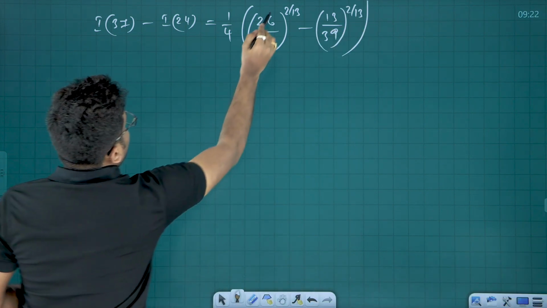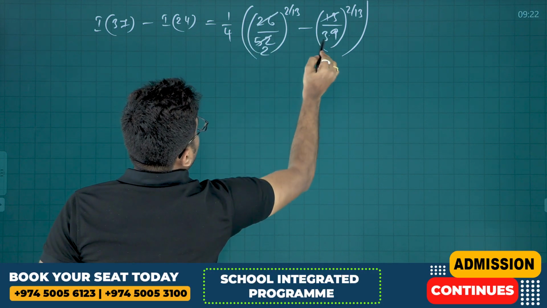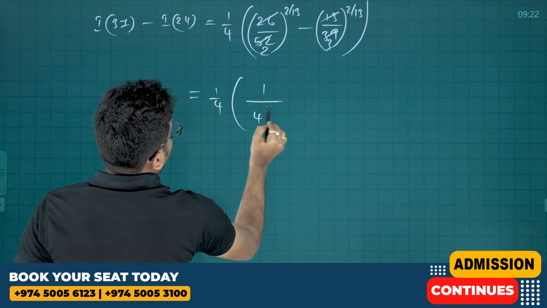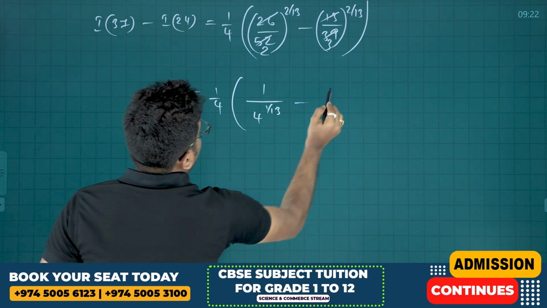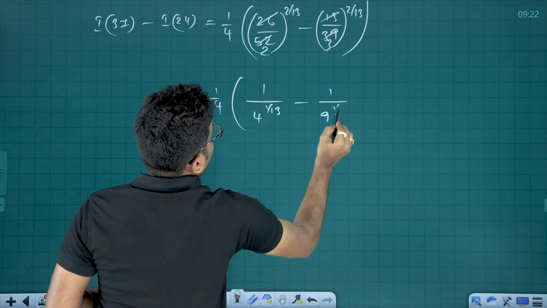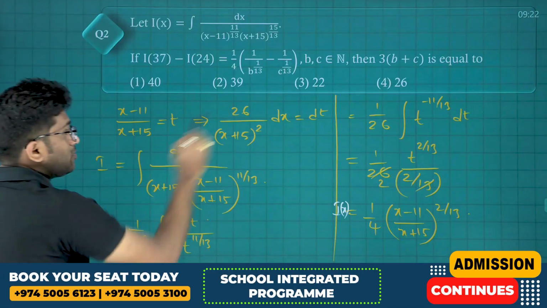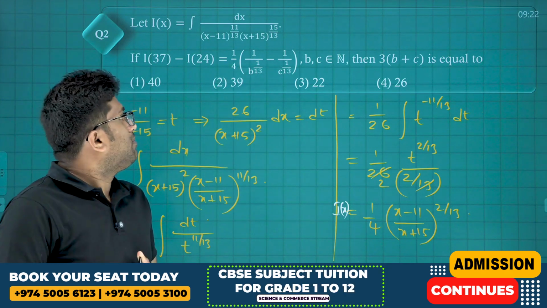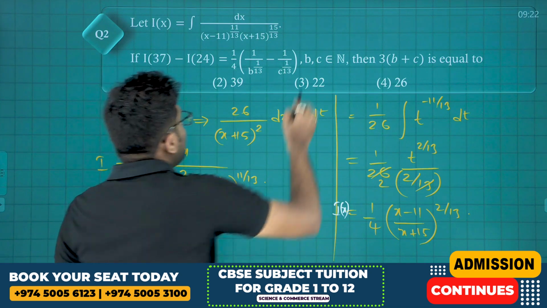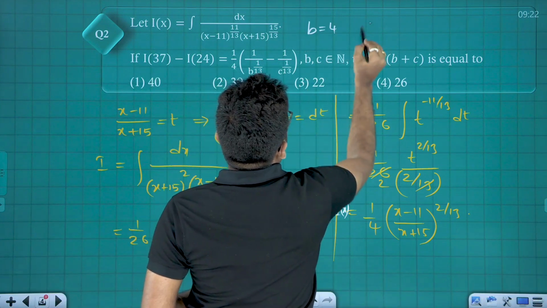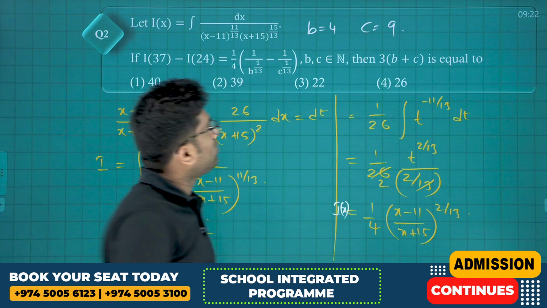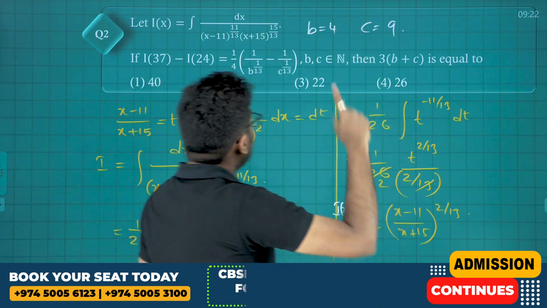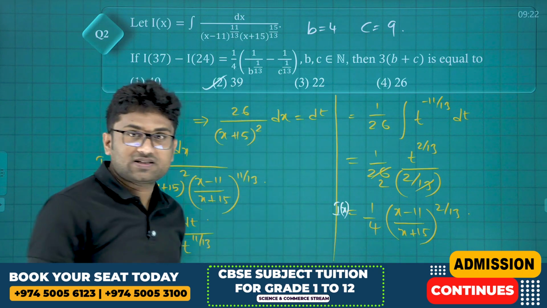That's it. So this becomes 1 by 4 times, we can write this as 1 by 4 power 1 by 13 minus 1 by 3 square, which is 9, power 1 by 13. So if you compare this expansion with the result 1 by b power 1 by 13 minus 1 by c power 1 by 13, b is equal to 4 and c is equal to 9. Now they are asking us to find 3 of b plus c. b plus c is 9 plus 4, 13. 13 3s are 39 is the answer.